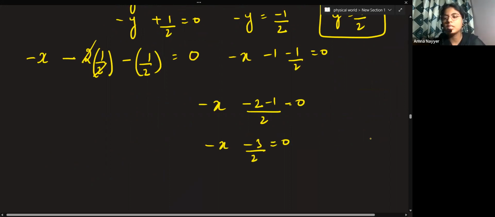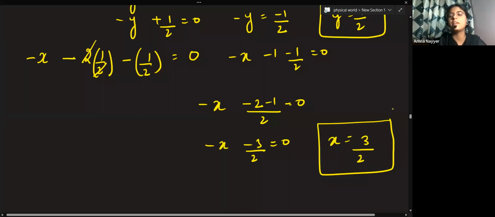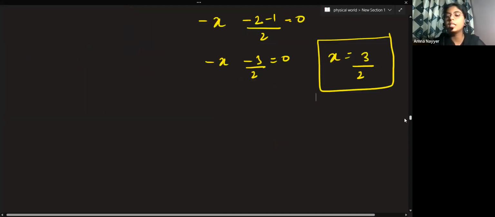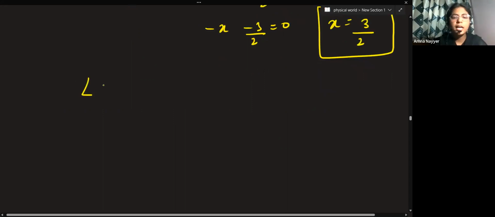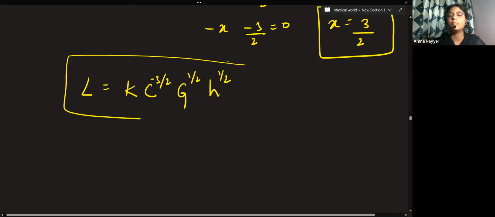So x becomes equal to positive 3 by 2. These are the values that you're getting. Now put it in the main equation that you had. L was equal to k c to the power x, means c to the power minus 3 by 2. Then you had gravitational constant G to the power half, and you had Planck's constant h to the power half. This is your final formula.